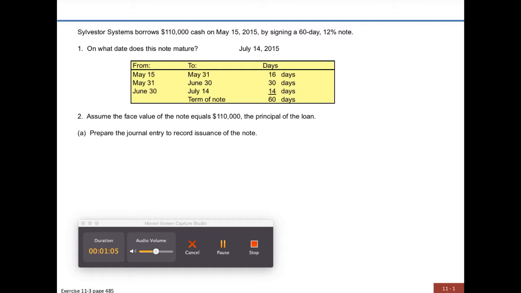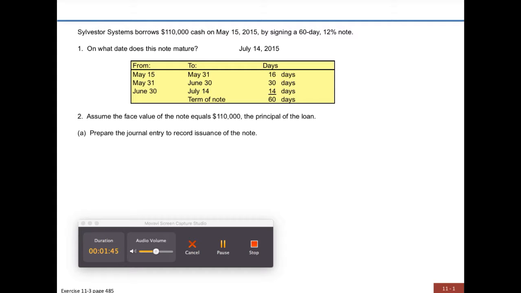Assume the value of the note equals $110,000, the principal of the loan. Prepare the journal entry to record the issuance of the note. Well, that may sound a little confusing or a roundabout way of asking it. It gets into a concept that we won't discuss much at this point, probably not much in this class. Essentially, you could prepay or deduct interest from how much cash you were getting at the outset here. So anyway, I'm not going to get too much into that.